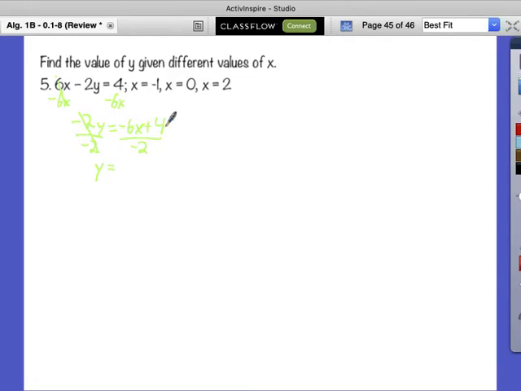Before, if we look up at number 1, did 2 go into both 15 and -6? No, so we wanted to stop there. But here, -2 goes into both of these, so we can divide both of them. So what's -6 divided by -2? Yep, 3x. And what's positive 4 divided by -2? -2. So we end up with y equals 3x minus 2. See that there? The only reason we did it here but not on number 1 is because here, 2 goes into both 6 and 4. Before, 2 didn't go into both 15 and 6.